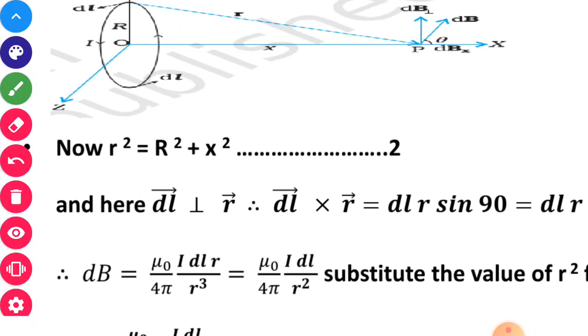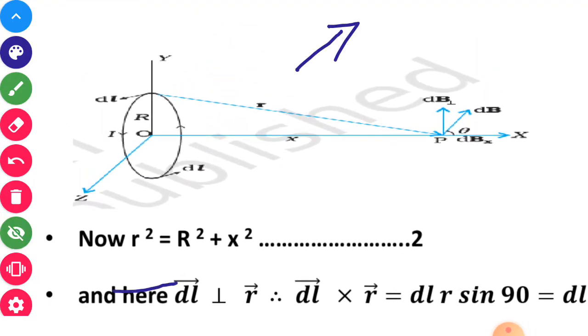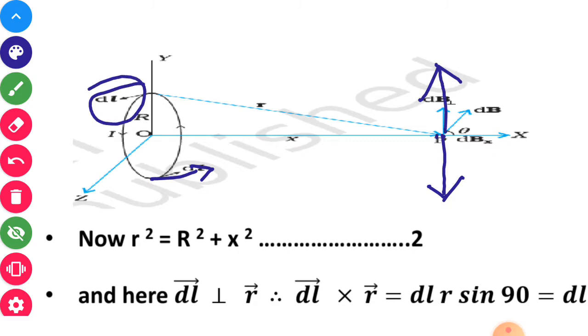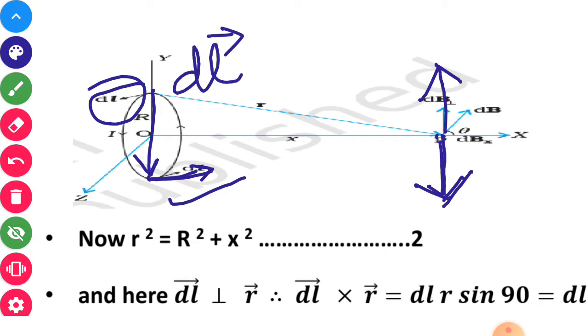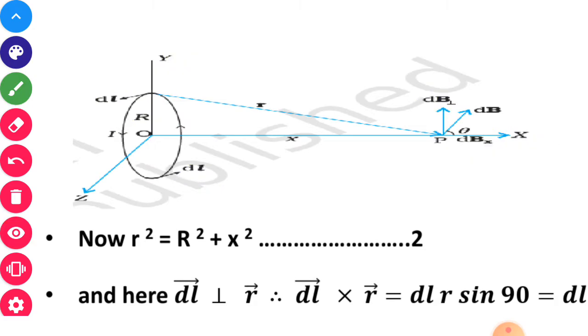This is your other dl element, which is cancelling out the dB perpendicular component. This dB perpendicular component is because of this dl, and this dB perpendicular component is due to this other dl, which is diametrically opposite to the dl we have considered on this side. So they cancel each other's effect. Only dBx components contribute towards the magnetic field produced at point P.